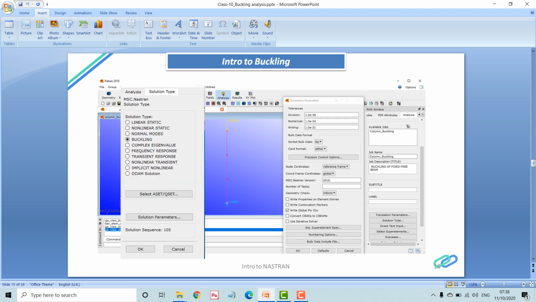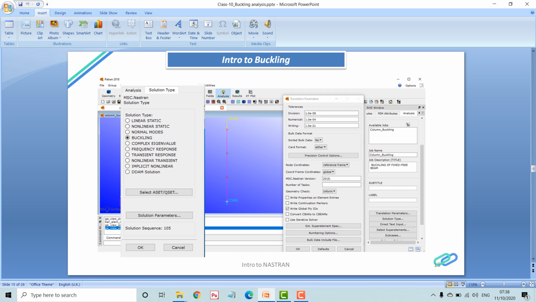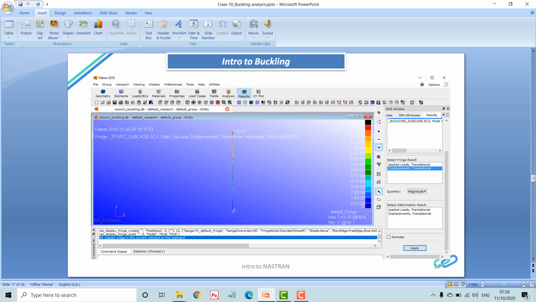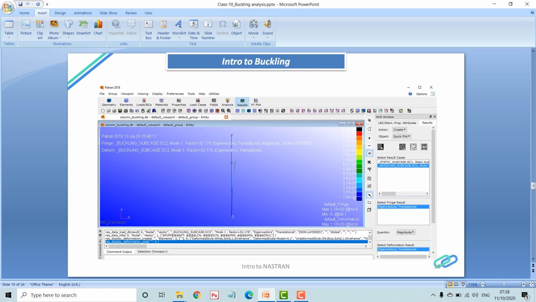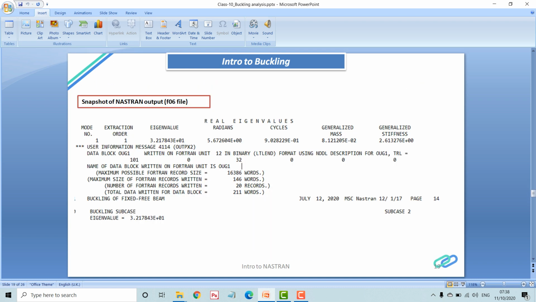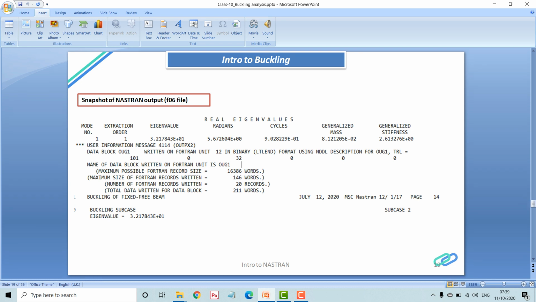And I am running the buckling analysis within Patran, the column buckling analysis, and what I am getting over here is the output from Patran, Nastran. So what I'm getting is the eigenvalue. The eigenvalue is the buckling load factor. So this buckling load factor will then be combined, I'm going back to the slide.